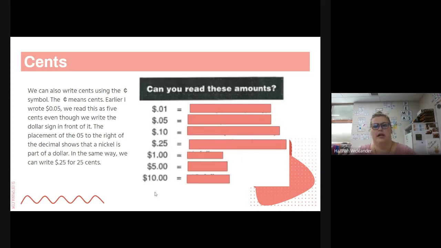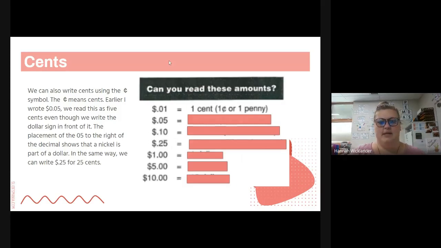Alright, so the $0.01 is read as 1 cent or 1 penny. Good job, Destiny. So you can write it as 1 cent, 1 cent symbol, or 1 penny. 0.05, how would you read that? 5 cents, yes. Or a nickel.